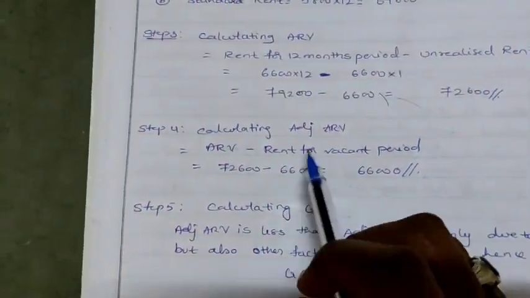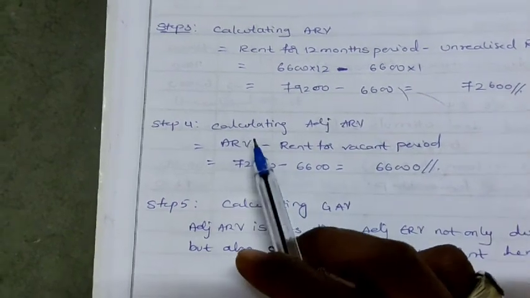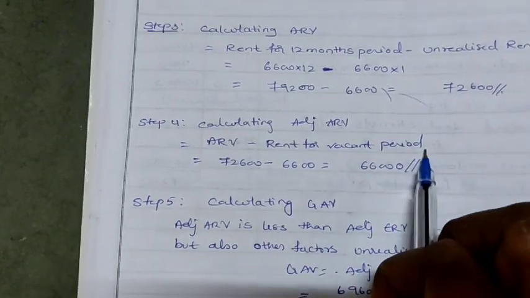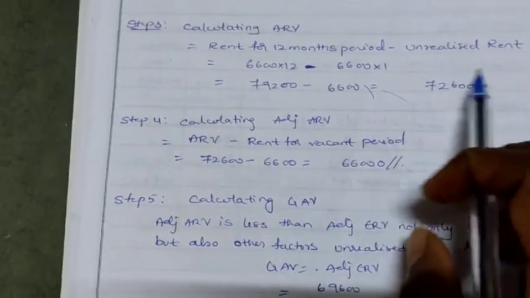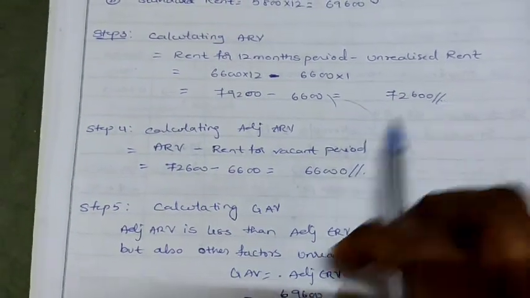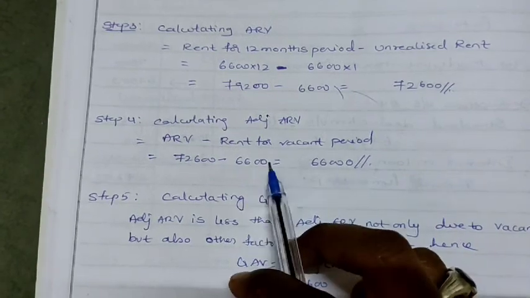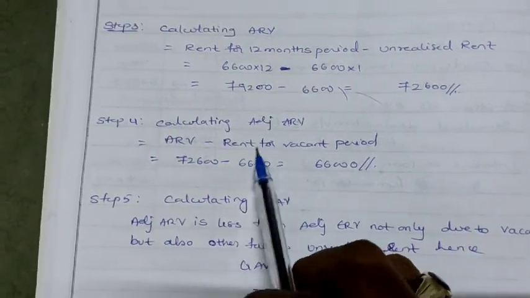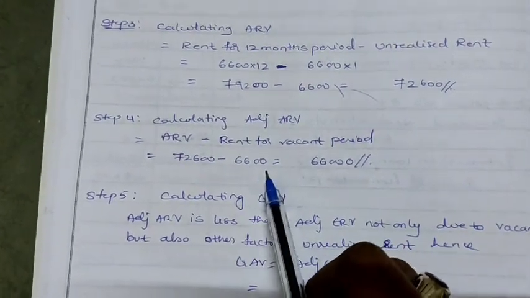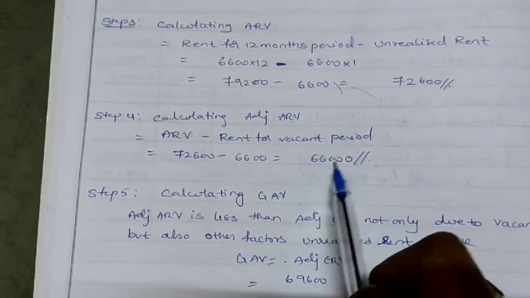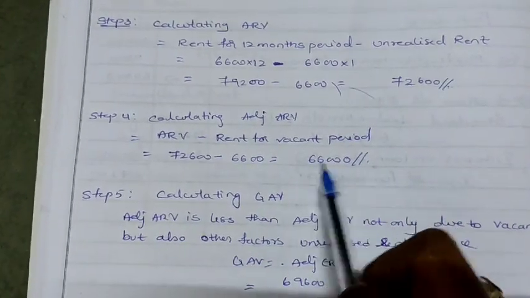Now we have to calculate the adjusted ARV, which is ARV minus rent for the vacant period, or vacancy loss. ARV we got is 72,600, and the question gives 1 month of vacancy. So 72,600 minus 1 month vacancy of 6,600. Deduct it, and we get 66,000 as the adjusted ARV.